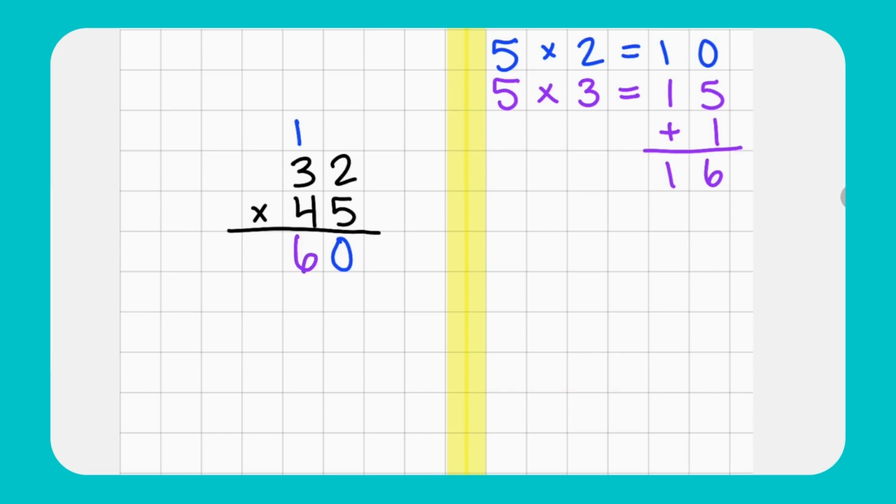We write the ones place first, and since there are no more digits next to the 3, we're going to just write the 1 from the 16 right next to it in the hundreds place. So now we've completed multiplying 5 times 2 and 5 times 3, and we're going to move on to using the 4.